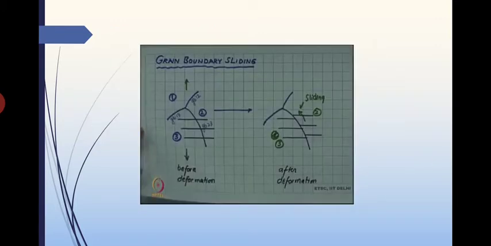Actually this figure shows, you can see this is grain 1, grain 2, grain 3. So this is the grain boundary between 1 and 2, grain boundary 1-2, this is grain boundary 1-3, and this is grain boundary 2-3.